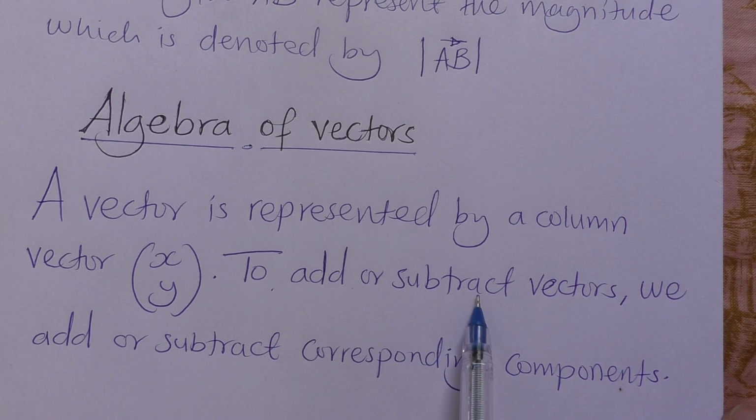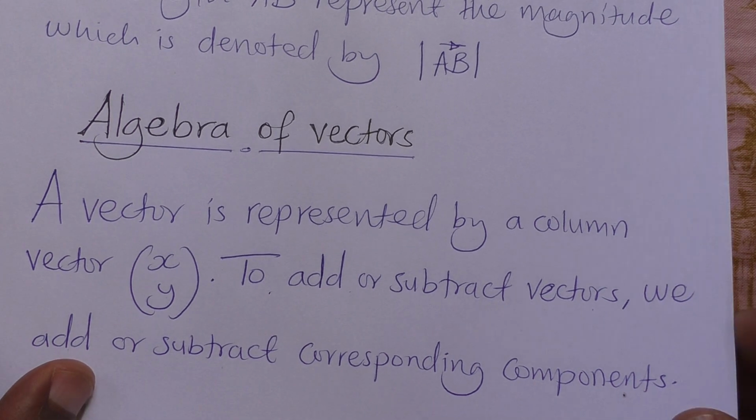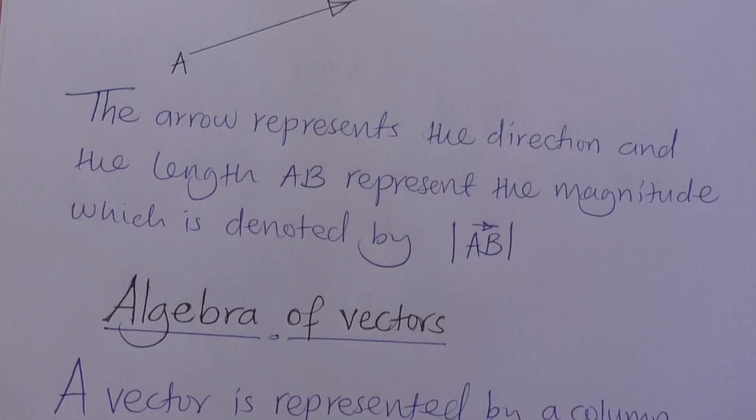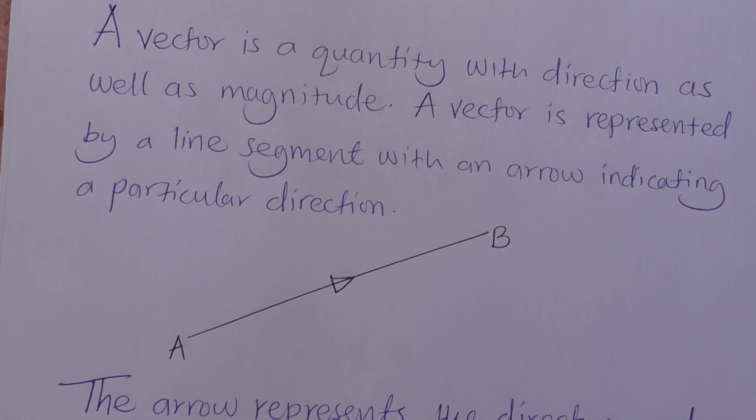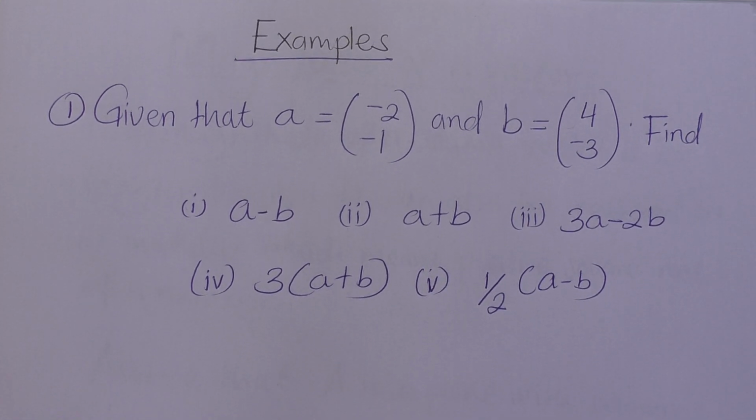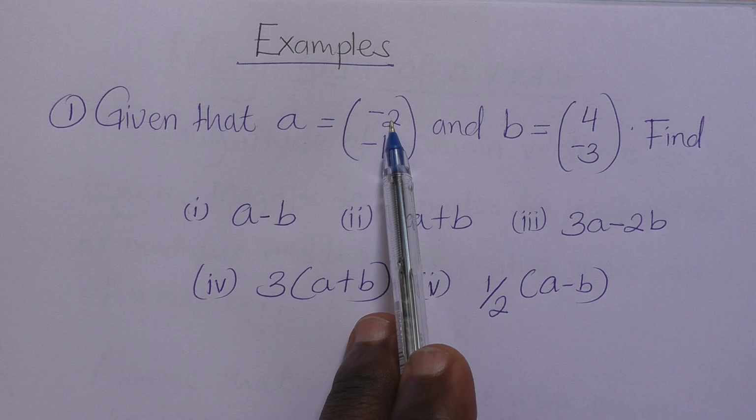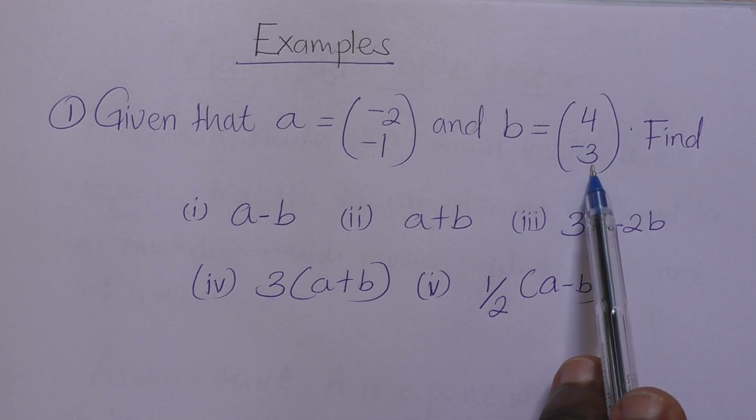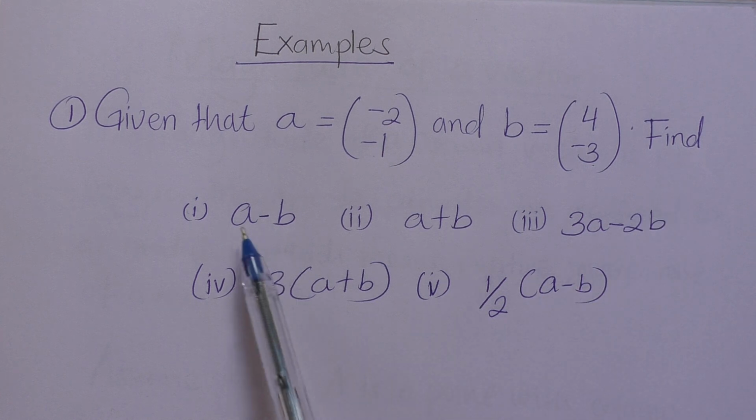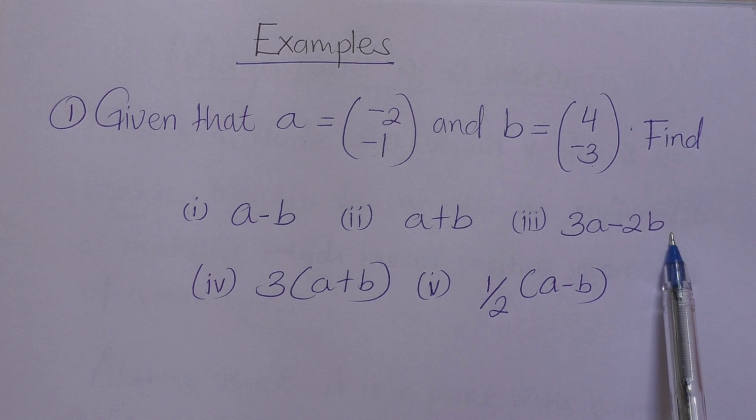To add or subtract vectors, we add or subtract corresponding components. When subtracting or adding vectors, we add or subtract corresponding components, as we shall see in our examples. Example 1 shows that A is -2, -1, and B is 4, -3. They want us to find A minus B, A plus B, 3A minus 2B, and so on.